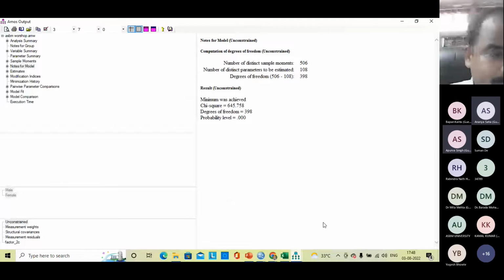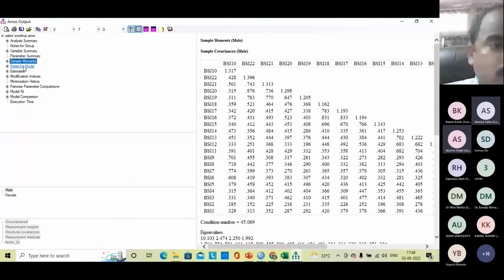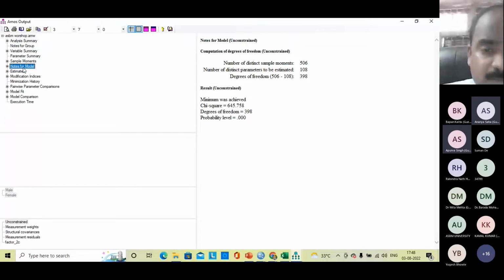And go to the notes for model. Go to the notes for model. Look at here, it is written chi-square value. It is for unconstrained. Look at here, it is written unconstrained.